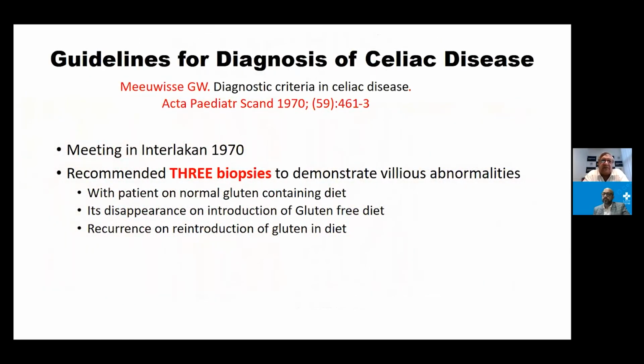The first attempt to make the diagnosis of celiac disease was in 1970, where a meeting of gastroenterologists in Interlaken suggested that three biopsies be used to demonstrate villus abnormalities. One with the patient on a normal gluten-containing diet; the abnormality disappears on introduction of a gluten-free diet, and it reoccurs on reintroduction of gluten in the diet. That would confirm that this is because of gluten and a person is suffering from celiac disease. Before that, the diagnosis used to be made on clinical grounds. So this was the first time that a lab-based, objective diagnosis of celiac disease was defined.